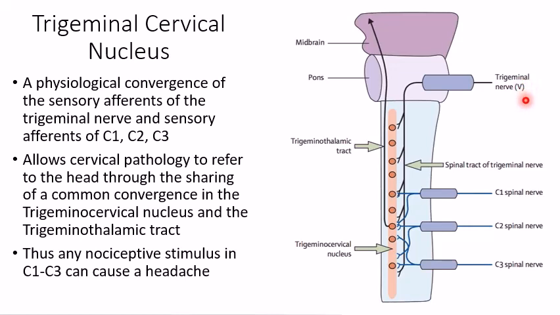This is an explanation of how cervical spine pathologies, it could be a subluxation, it could be a trigger point in a cervical musculature. Any of those types of structures or pathologies can, through this trigeminal cervical nucleus and trigeminal thalamic tract, be referred up to the brain and experienced as head or face pain.